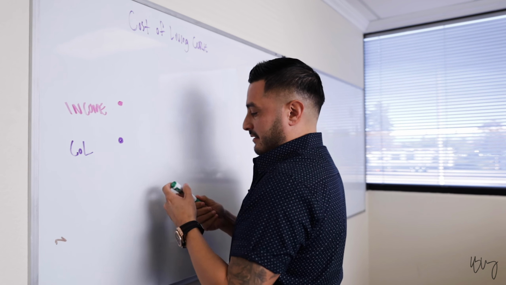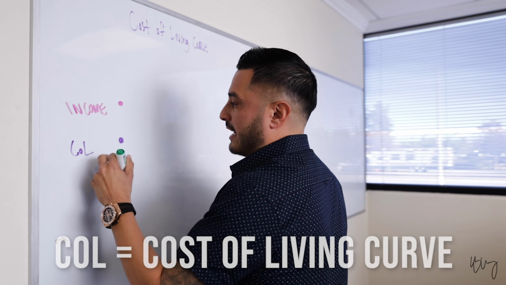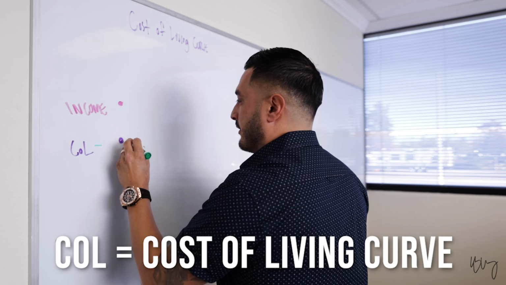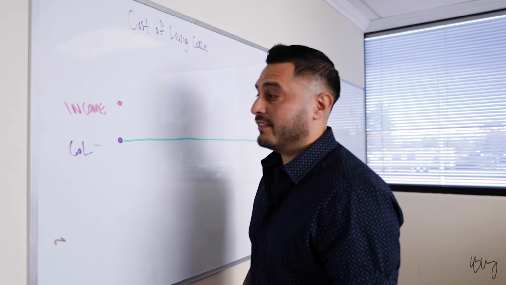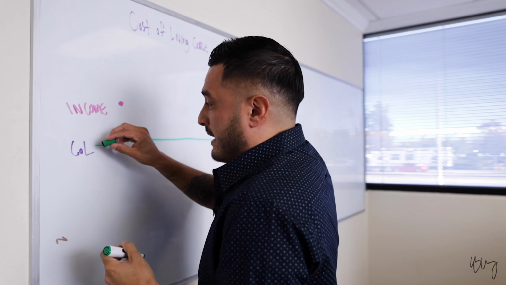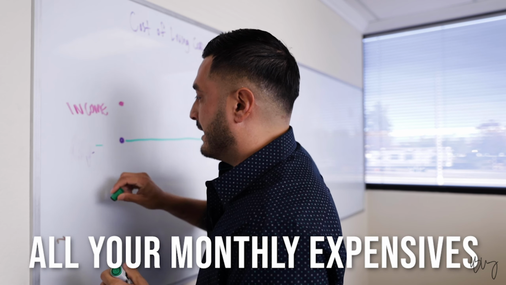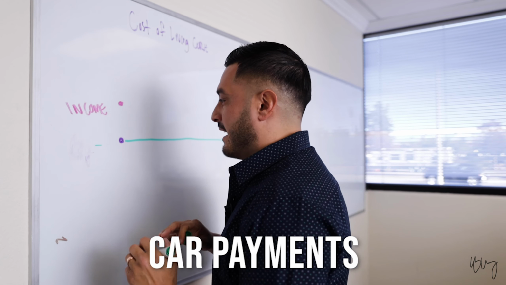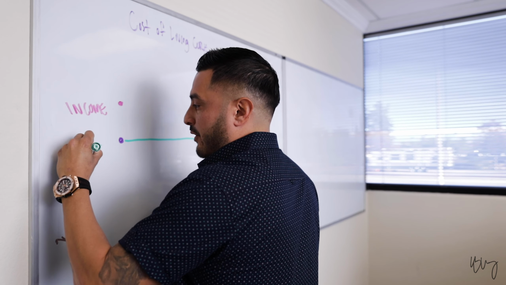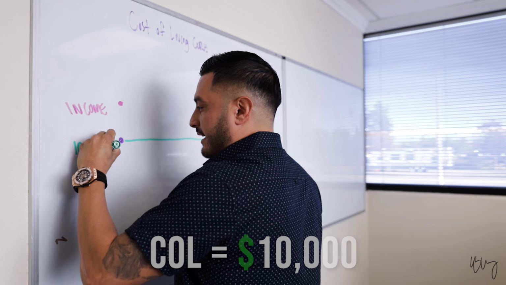We have 2 dots here. This says COL, cost of living, that's what that stands for, okay? Cost of living curve. So this line right here represents your cost of living. Now, what is your cost of living? That's basically all your bills, all your monthly expenses, counting everything: food, gas, diapers, car payments, everything. So in this example, California is expensive. So let's just say your cost of living is $10,000 a month.